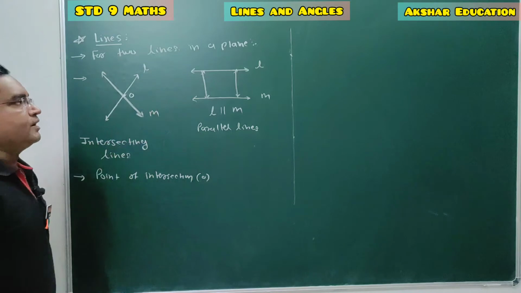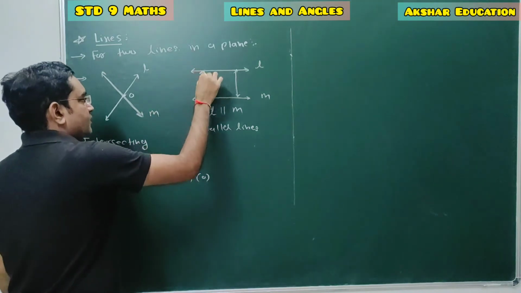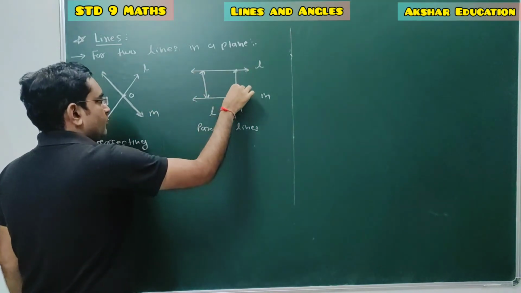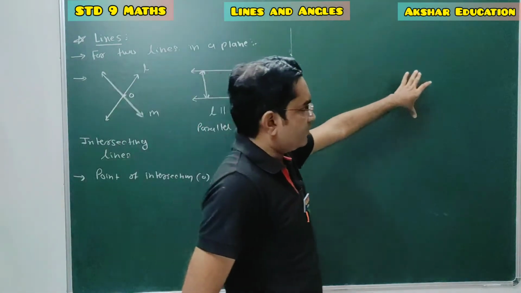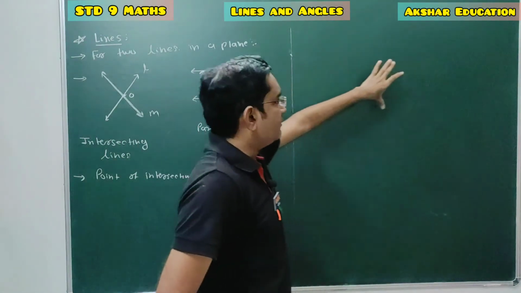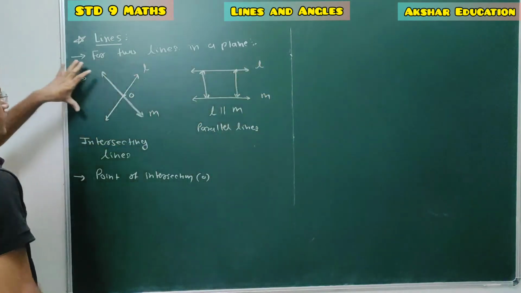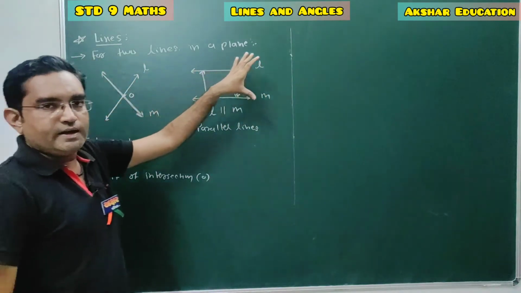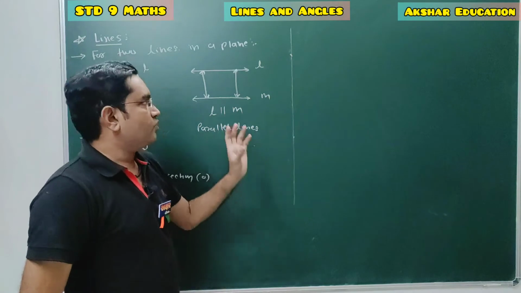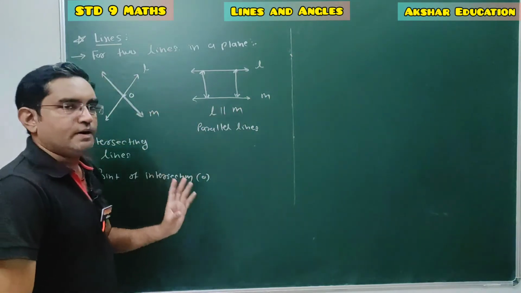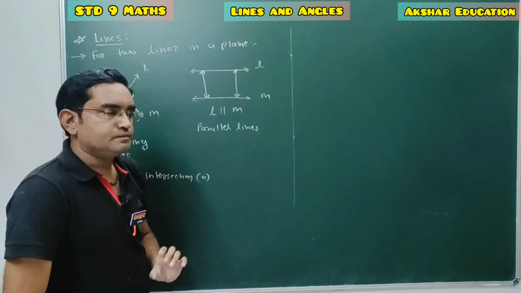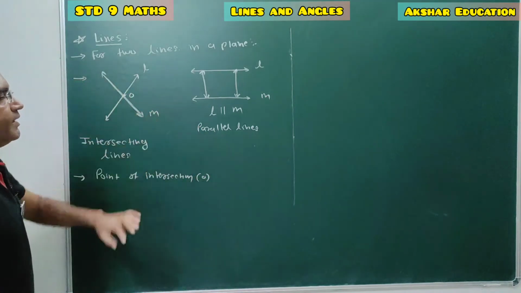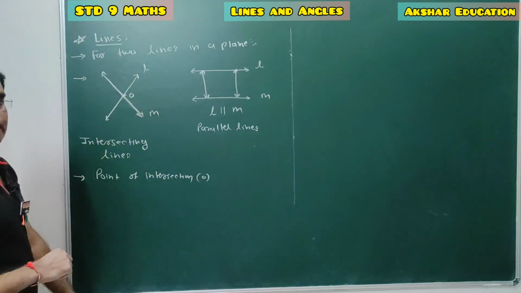So these two lines are parallel lines and this is the perpendicular distance between the two lines. Now find the perpendicular distance between any two points, and that distance will always remain constant. The distance between the two lines will always remain constant. So the lines are never going to intersect each other. This type of line is known as a parallel line. Clear? So this is the second case for any two lines in a plane.